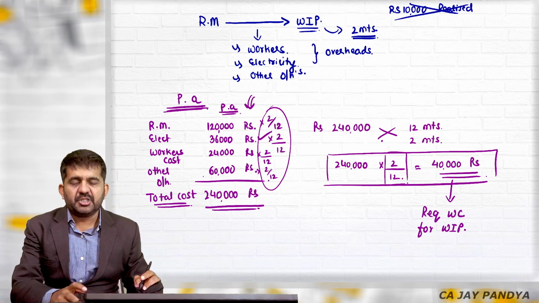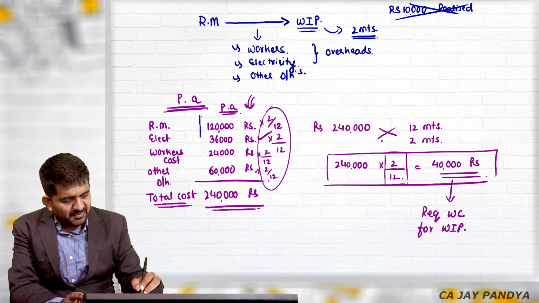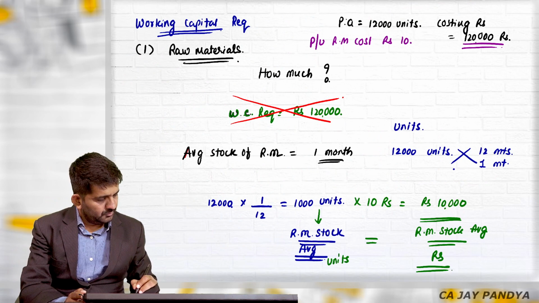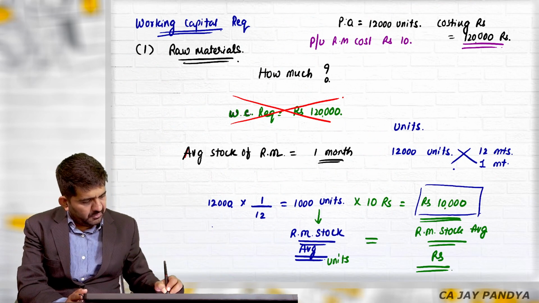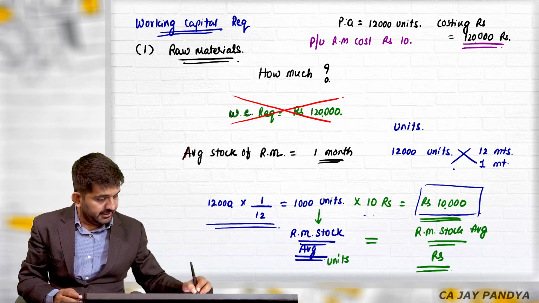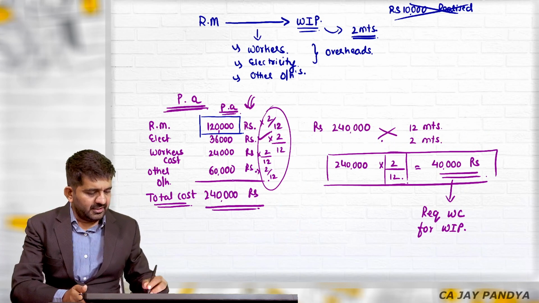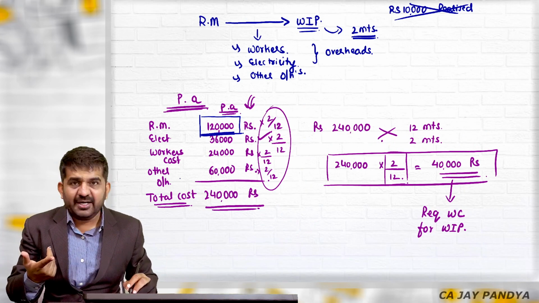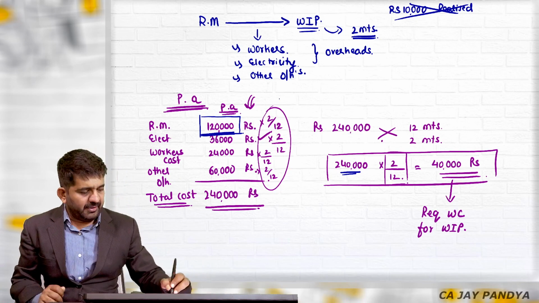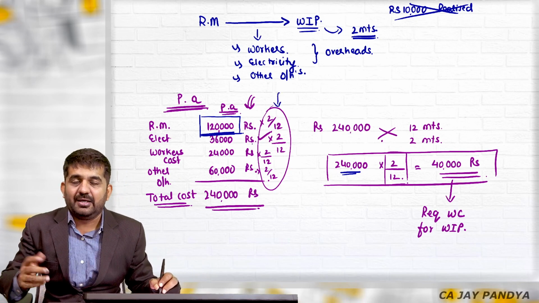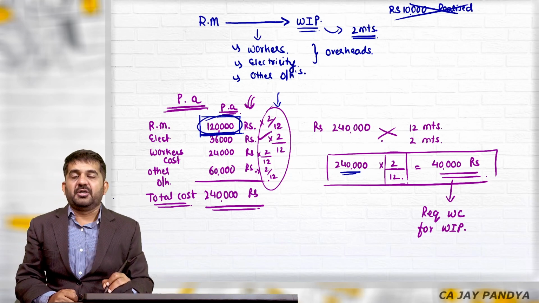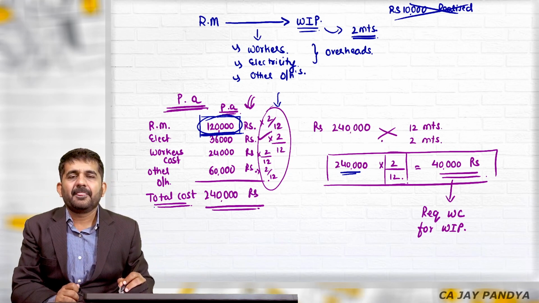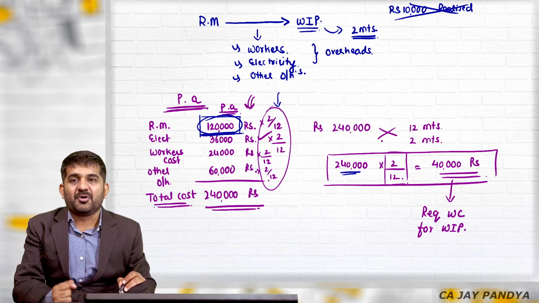There is always this question in students' minds, and let me clear it. Sir, we have already considered the raw materials requirement, so why are we considering it again? We are practically doing individual items into 2 divided by 12. We have already taken this in the raw material requirement. Why are we again taking it in WIP? Let me ask you, any student who wants to give the answer? Why are we again calculating the requirement for raw material?